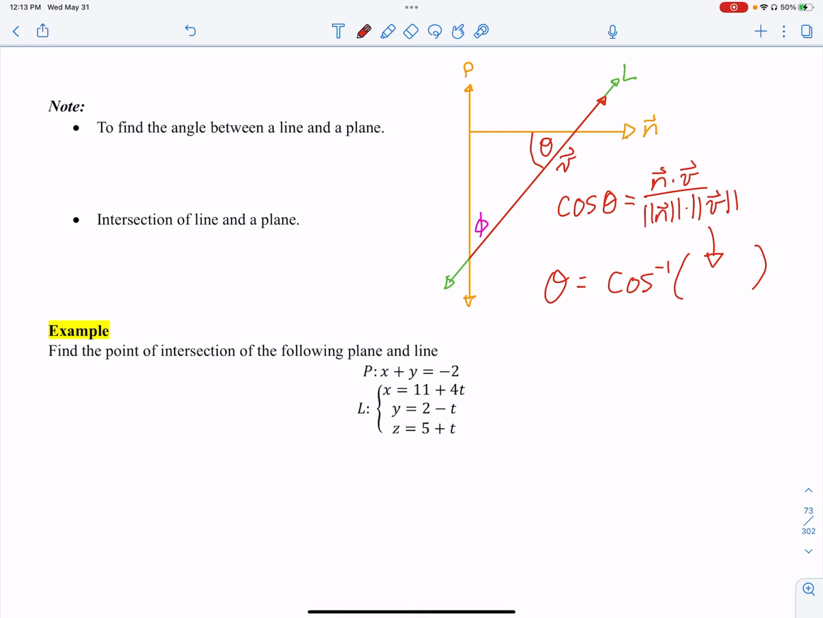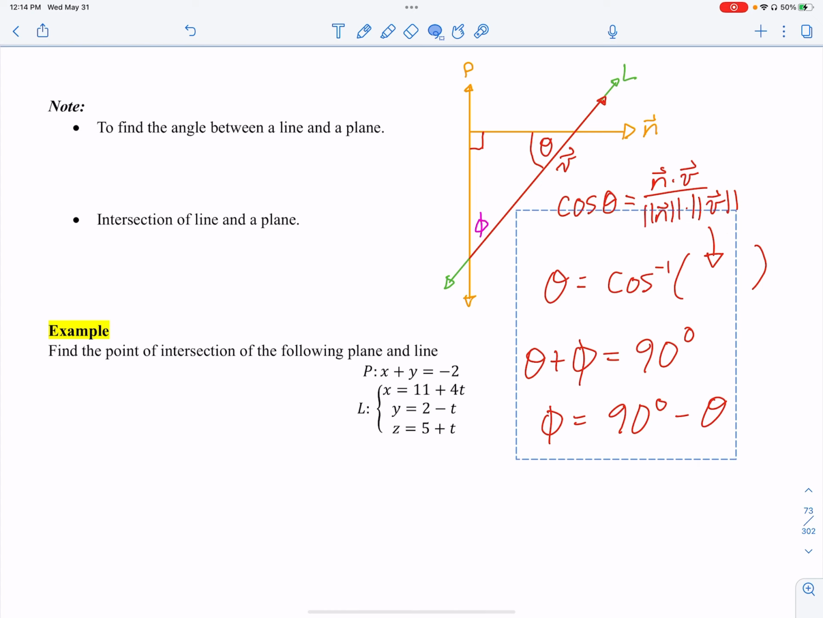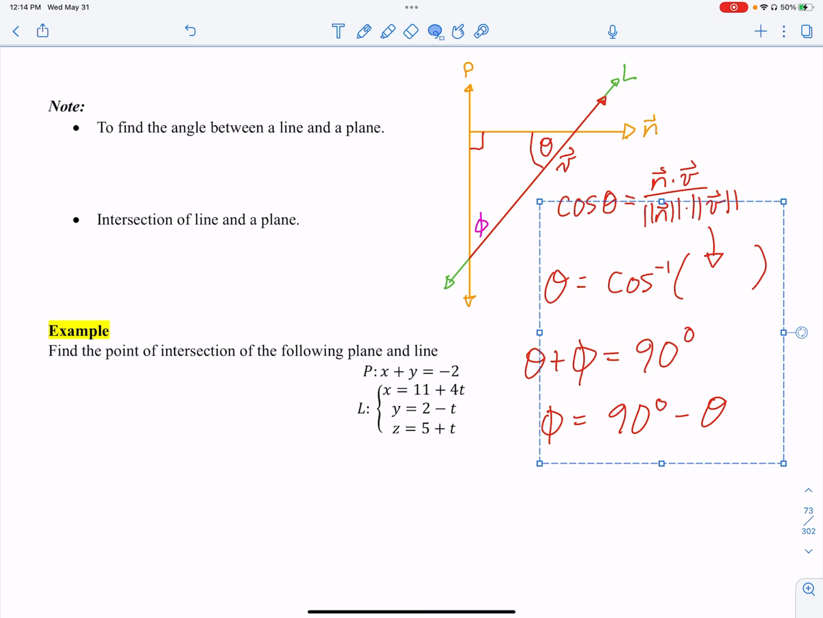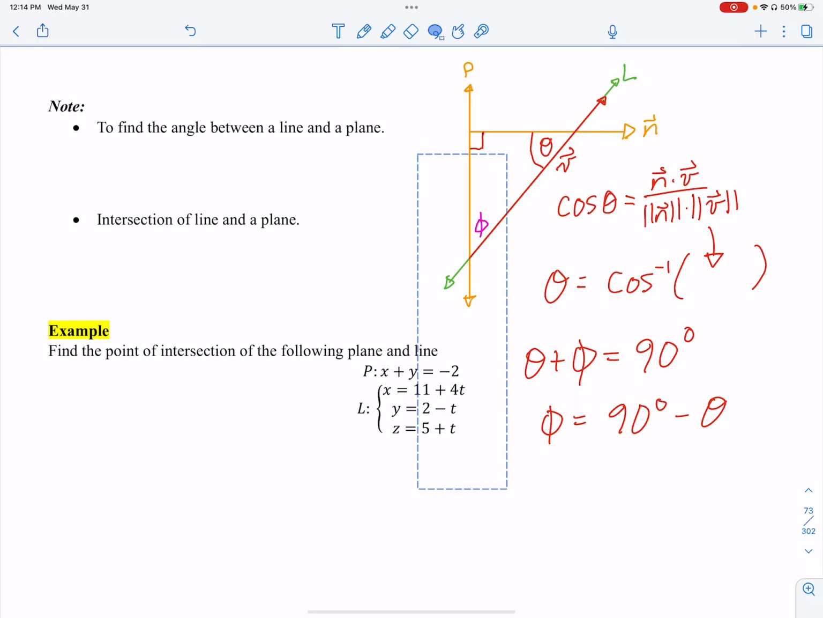And then if we look at our triangle, we created a right triangle here. That means that phi and theta add to 90, right? Because theta plus phi equals 90 degrees because the triangle adds to 180. So to find phi, we're just going to take 90 degrees minus theta. All right, so that's how you go about finding an angle between a line and a plane.